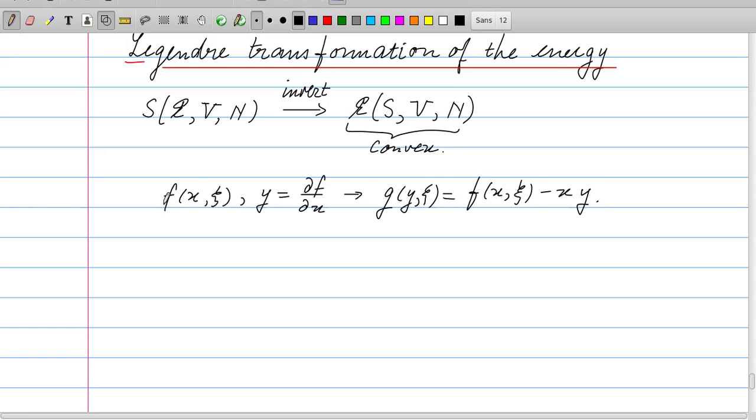So let us now play that game for these. E is my function f, and I'm going to find a Legendre transformation which I will call not G but capital F. So first of all we have S, V and N being the arguments of my function E. E corresponds to f, S corresponds to x, and the V and the N are examples of this variable psi.